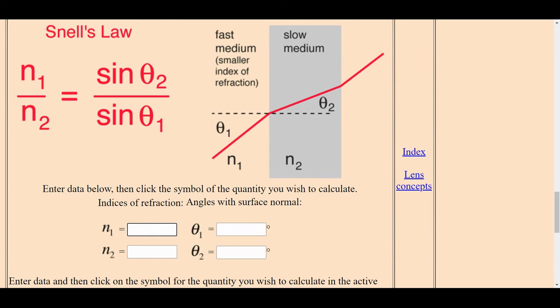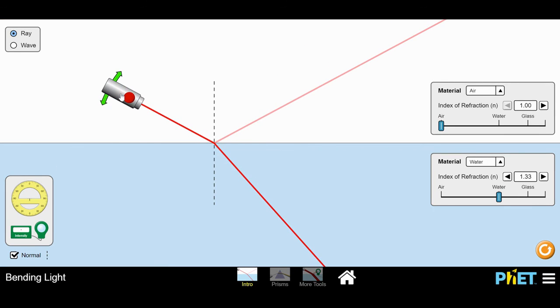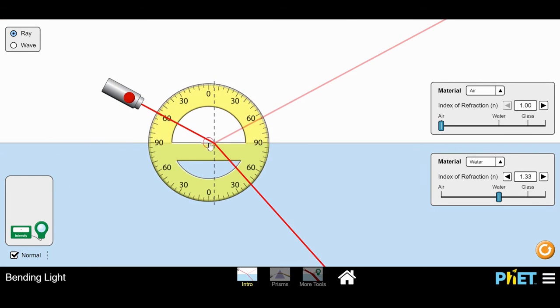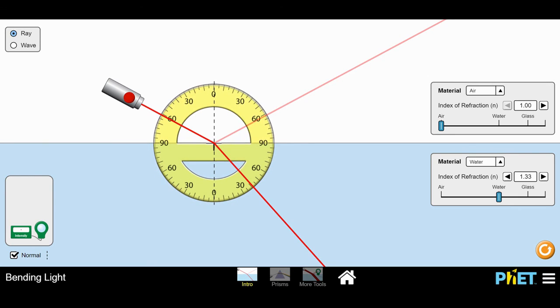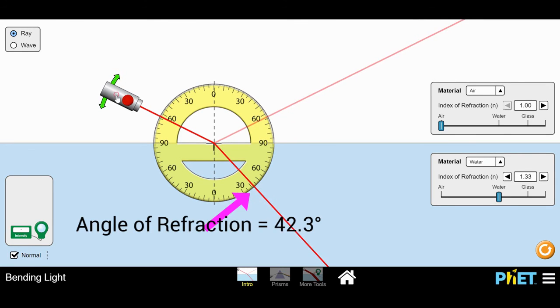Let's enter these values into the Hyperphysics calculator to check our work. N1 equals 1.00, N2 equals 1.33, theta 1 equals 63.5 degrees, and theta 2 is the unknown. Clicking on theta 2 in the equation gives the result of 42.3 degrees for the angle of refraction, just like we calculated. Now we can use the PhET simulation to check this result. By setting the top medium to air, the bottom medium to water, and the incident angle to 63.5, we can see that the angle of refraction matches our calculation.